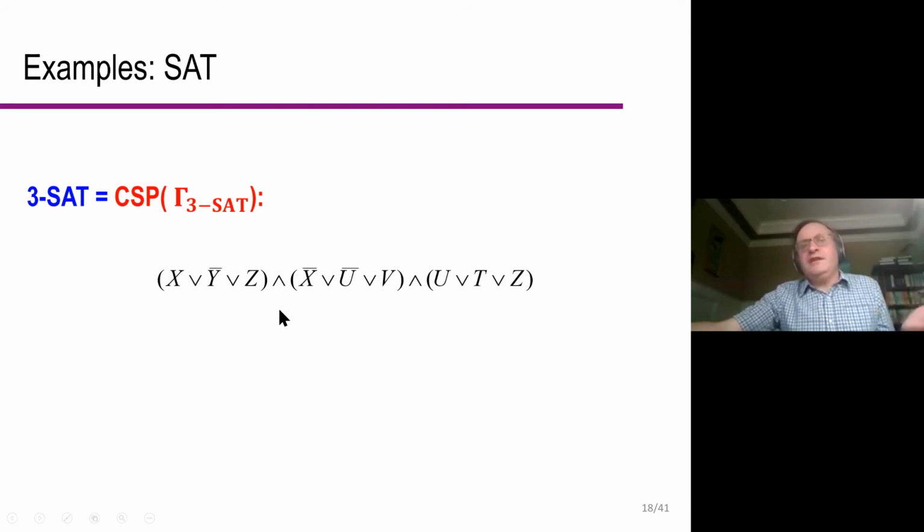Right, so 3SAT is actually a CSP where every relation from the constraint language is given by a 3 clause. So there are 8 different 3 clauses. So gamma 3SAT would contain 8 ternary relations, and well, everything is just perfect. Okay.